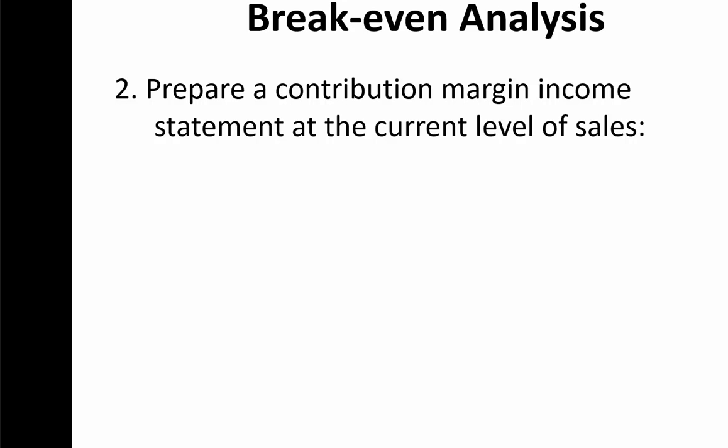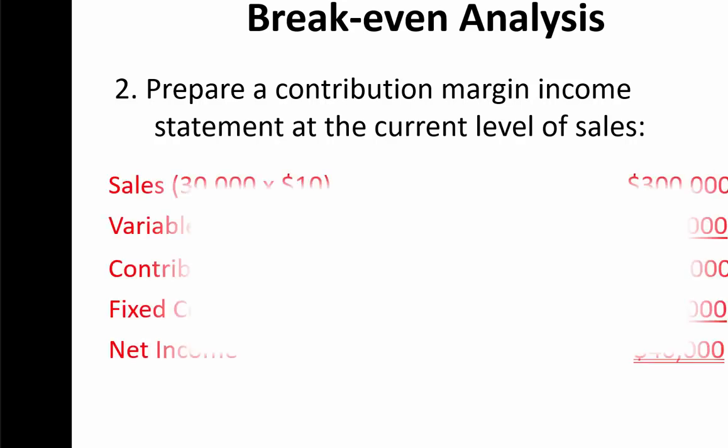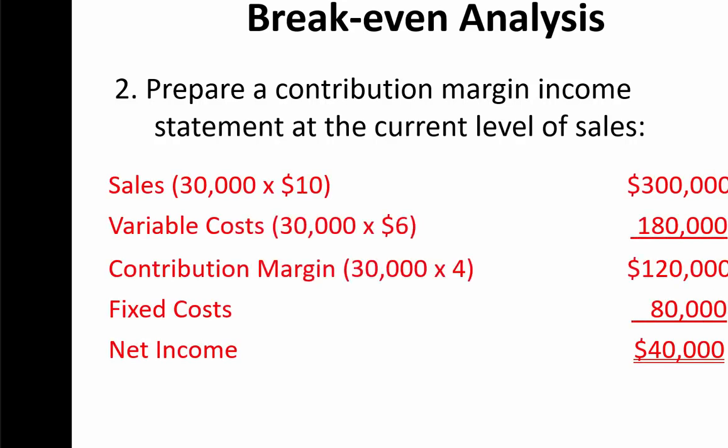We start with our sales, and then we're going to go to variable costs, contribution margin, fixed costs, and net income. So your contribution margin income statement at the current level of sales should look like this. We're selling 30,000 units. Our selling price is $10 per unit. Our variable costs are $6 per unit, and we're selling 30,000 units again.